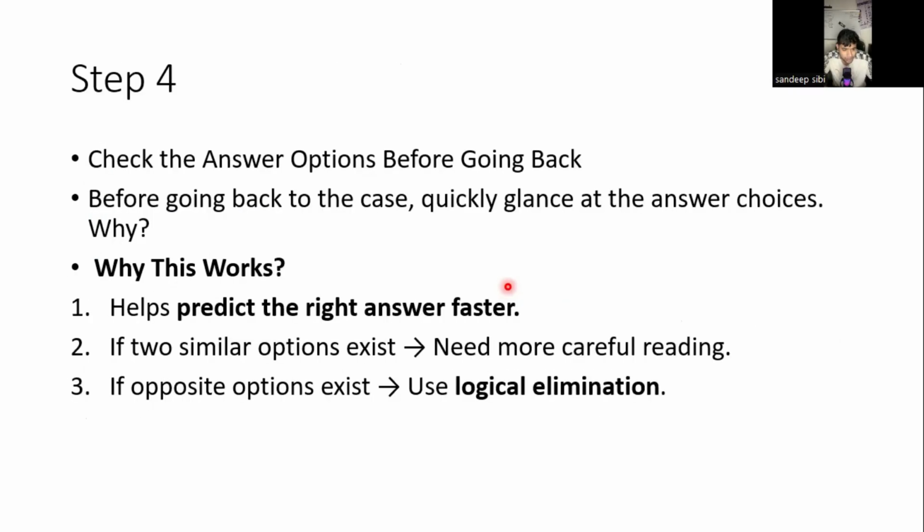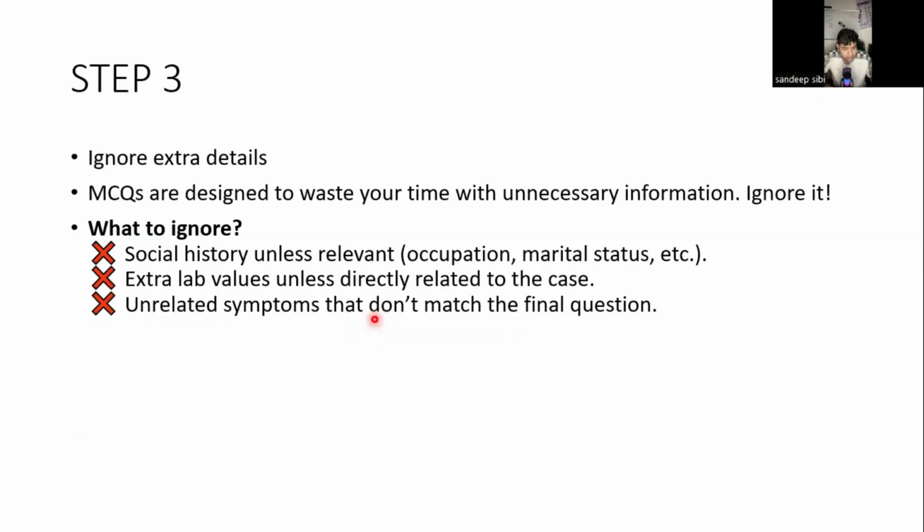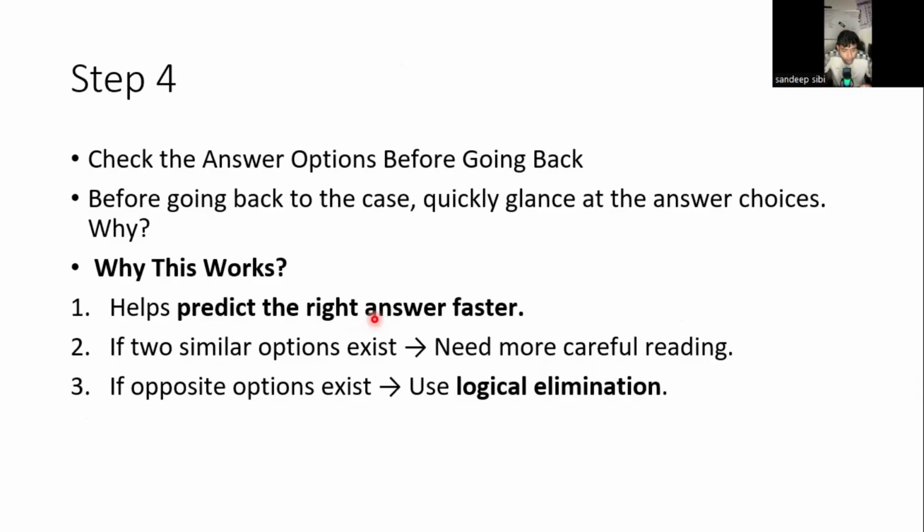So step number 4, check the answer options before going back. For example, before going to the case, just take a quick glance at the 4 options. Why does this work? Because it helps predict the right answer faster. If two similar options exist, it needs more careful reading. For example, in the question here, for rate control they have given both propranolol and diltiazem, but reading bronchial asthma gives you an idea that beta blockers, non-selective beta blockers, are contraindicated in bronchial asthma. So always see the options and always group options together.